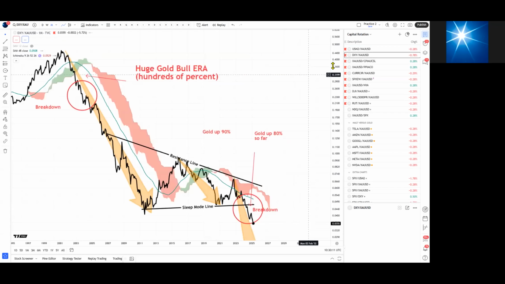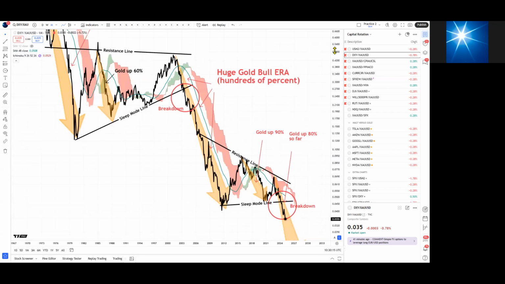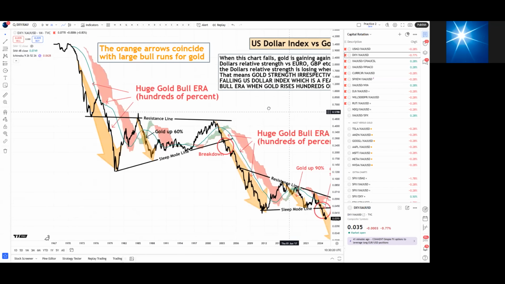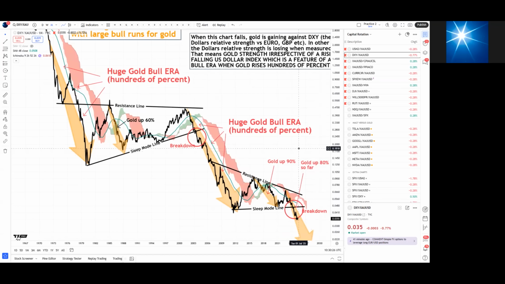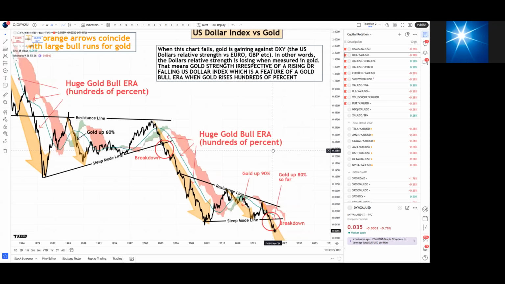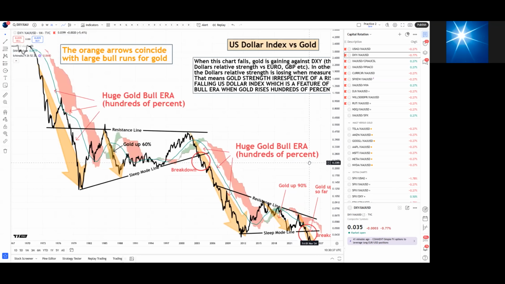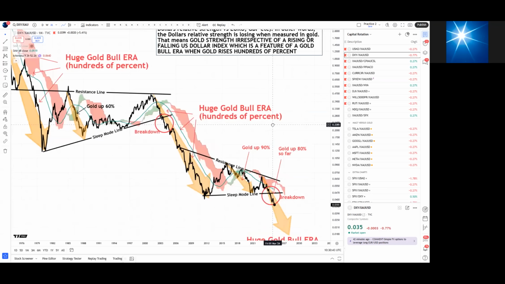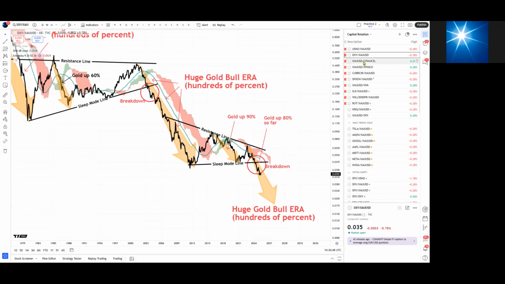$1,300. Another chart here is the US dollar index versus gold, and this one helps us to identify the capital rotation process as well, because when the chart is plunging, that means that gold is outperforming the US dollar index. And US dollar index is a measure of the strength of the US dollar. So what it really means is that the strength of gold is able to outperform the strength of the US dollar. And that happens during strong gold bull markets. As you can see, gold rising hundreds of percent when this chart moves down significantly. And we've just broken down. And so the suggestion is that gold will rise hundreds of percent.